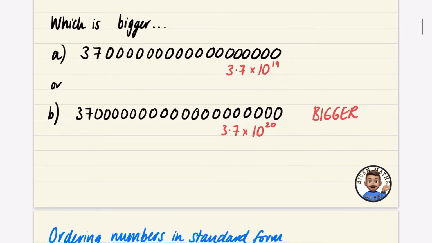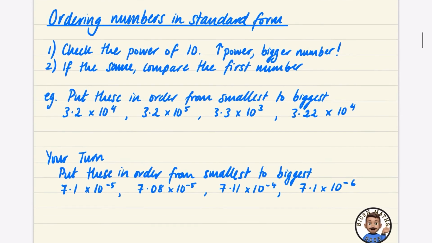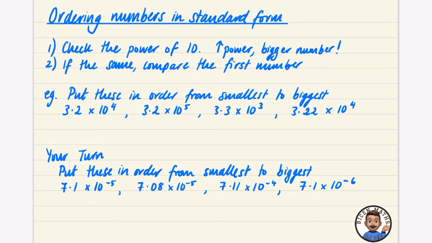So let's have a think about how we can use this. Let's think about how we can order numbers that are in standard form. Well, like we were just looking on that website, the further you zoomed out, the bigger the power of 10. So the first thing you do when trying to order numbers is you check the power of 10. If the power is higher, then it's definitely a bigger number. Sometimes though, the powers will be the same. So if it is the same, just compare the first number.